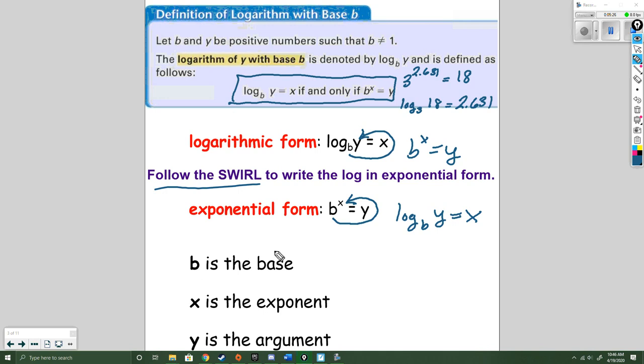So b is the base of the exponent. x is the actual exponent, as we can see when it's in exponential form. And then y is what we call the argument.